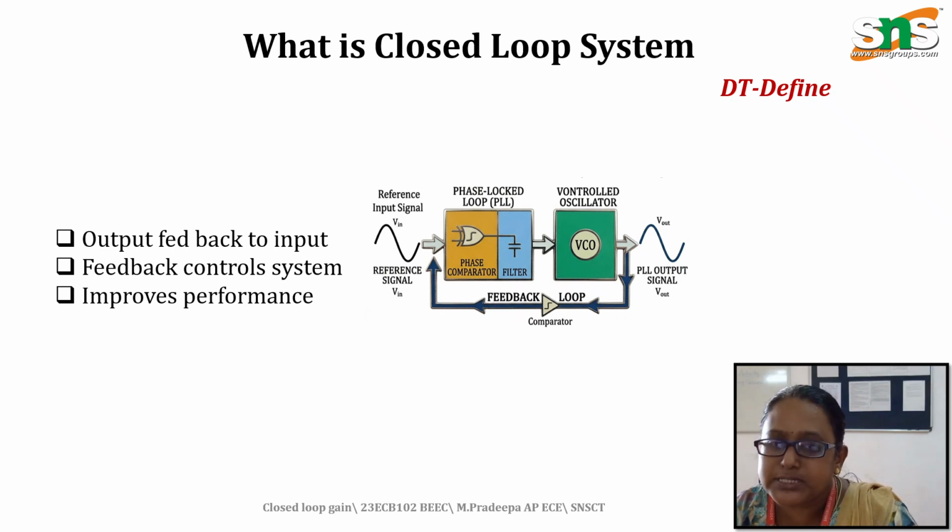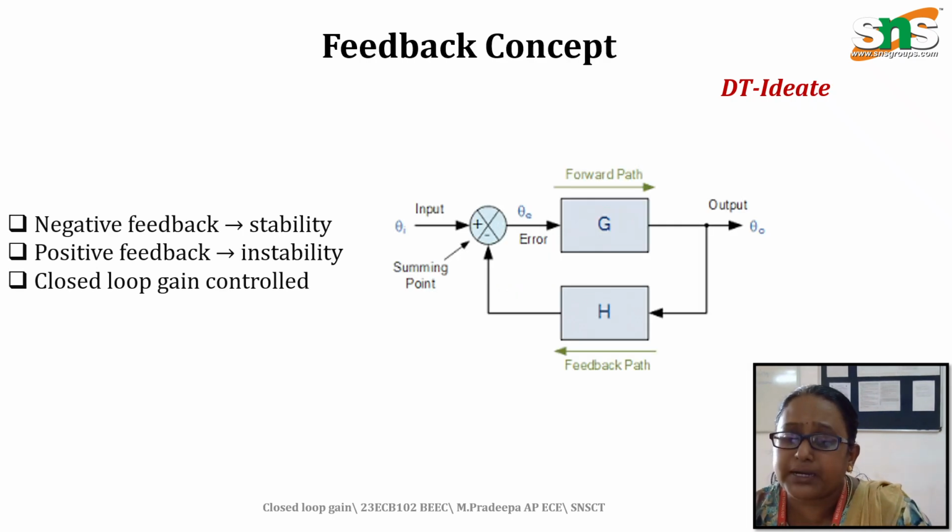Next is the closed loop system. The output feedback is given as an input. How the system works is that the output is given as feedback to the input. So it controls the system and improves the performance. How does this feedback concept work? It is about negative feedback. A positive feedback will give only positive gain, where we cannot maintain proper stability. If it is a negative feedback path, we'll obtain proper stability in the system, and also we'll be getting a good amplification factor.